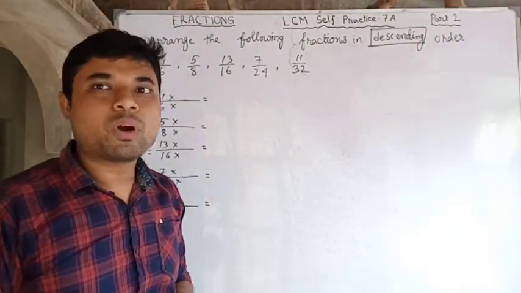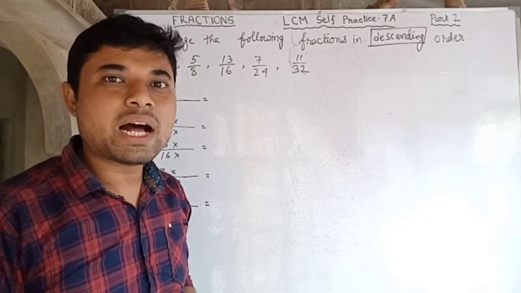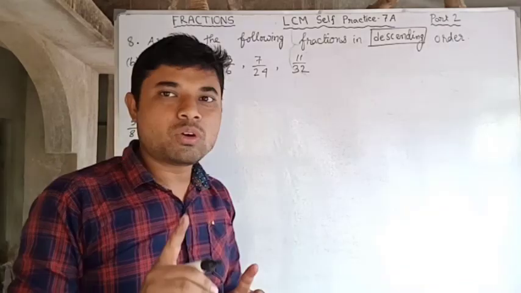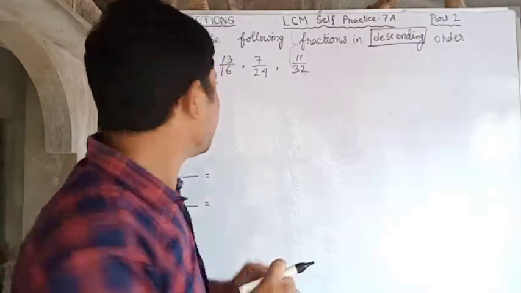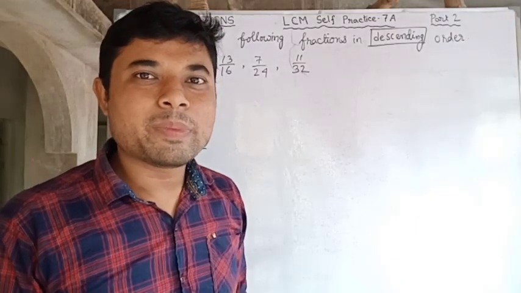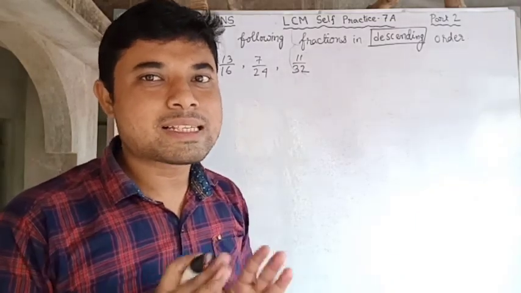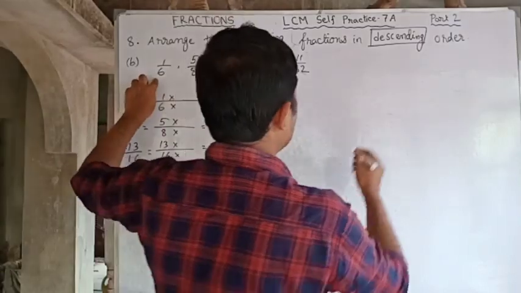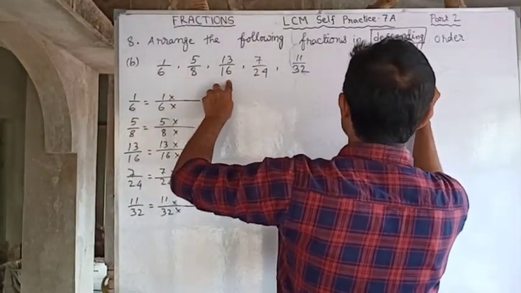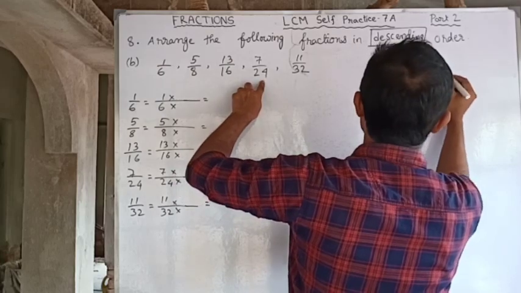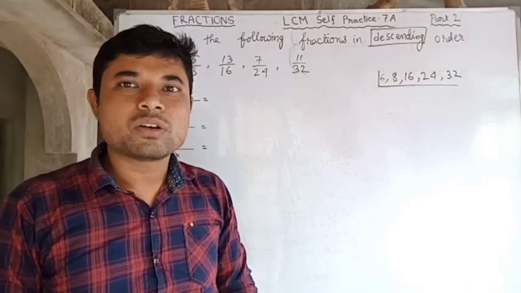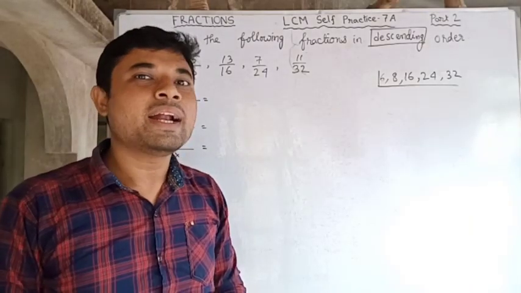First step, we will find the LCM of the denominators. This process you already learned for 2 fractions, but here 5 fractions are given, no problem. The process is the same. Look here, 6, 8, 16, 24, 32. These are the denominators. We will find the LCM of the denominators.